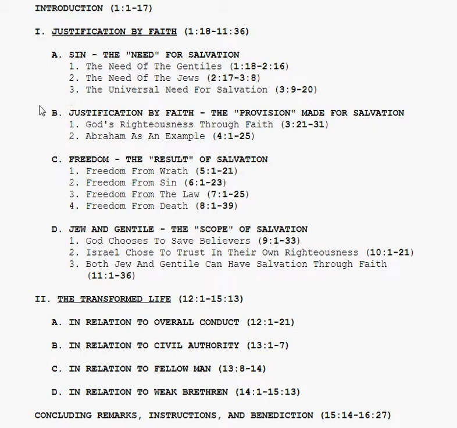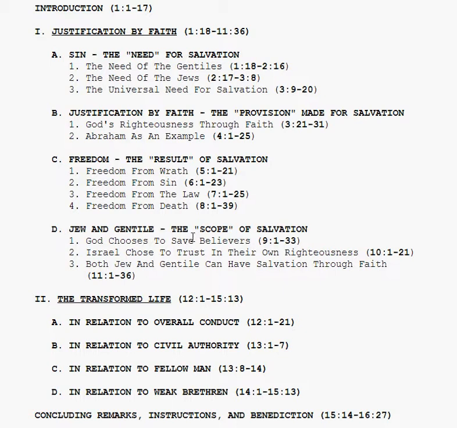So B, this is justification by faith, the provision made for salvation, God's righteousness through faith. And then the second subpoint would be Abraham as an example of faith, chapter 4 verses 1 to 25. And then C would be freedom, the result of salvation. So we have freedom from wrath, from sin, from the law, from death.